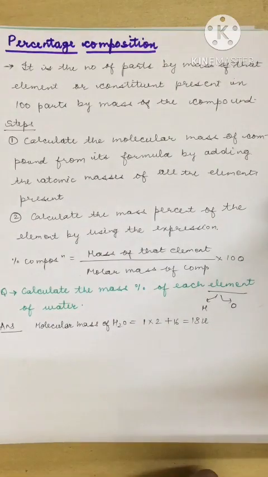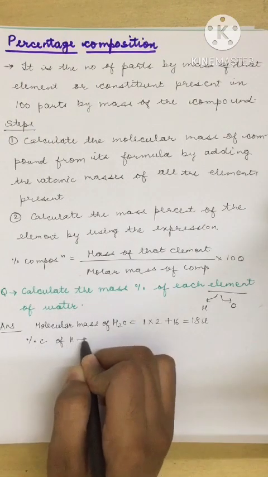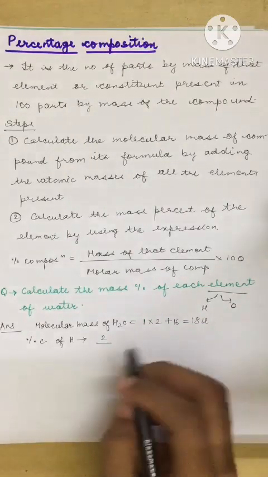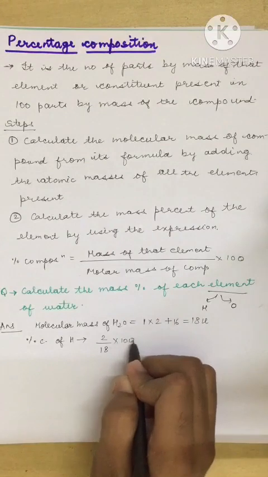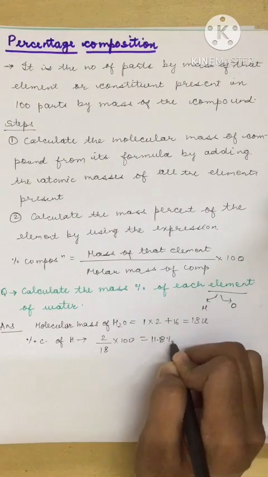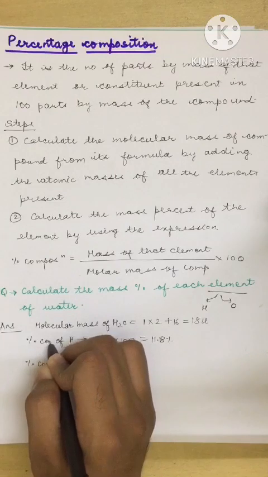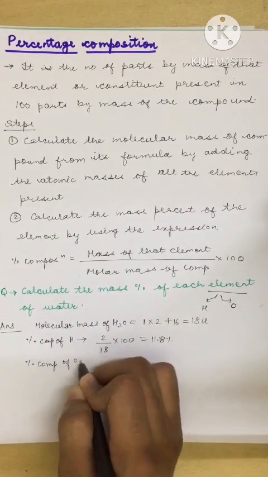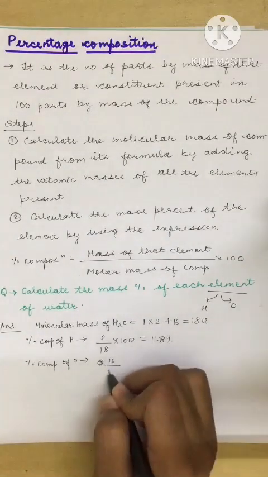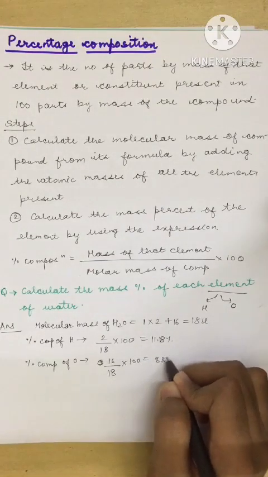Now we have to find out the percentage composition. So we'll find out the percentage composition of hydrogen. Mass of that element, that is hydrogen, is 2 upon total mass 18 multiplied by 100. It will be equal to 11.18%. Second is percentage composition of oxygen, that is mass of that element which is oxygen, 16 upon total 18 multiplied by 100, you will get 88.79.